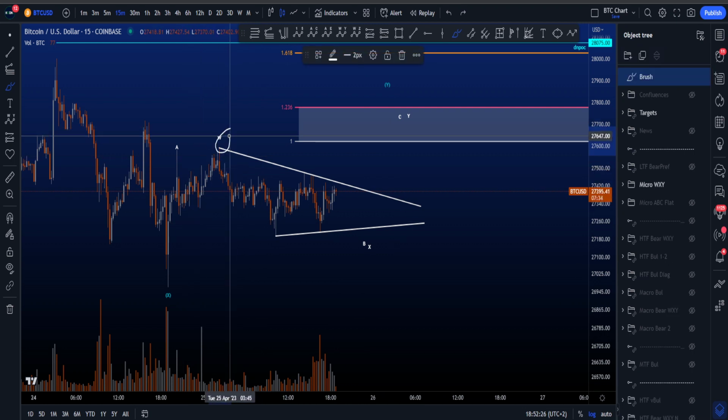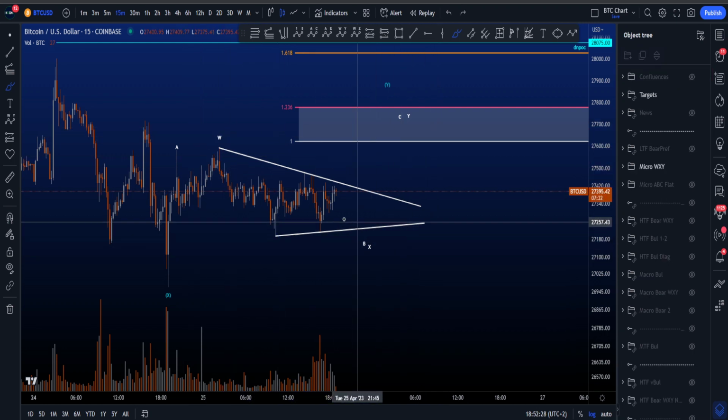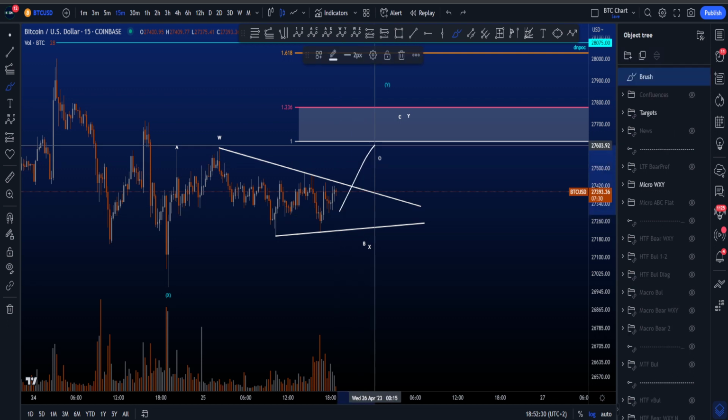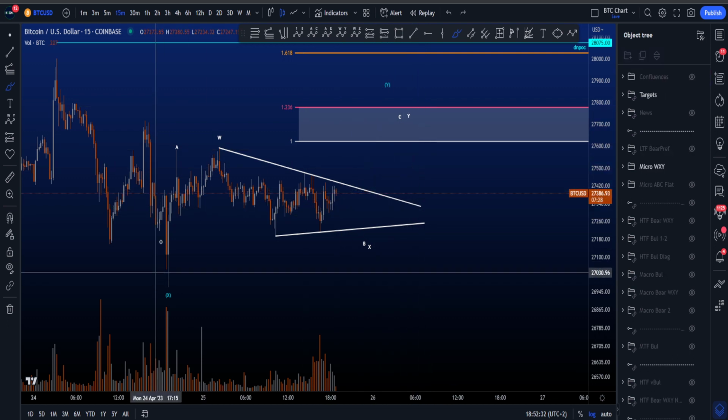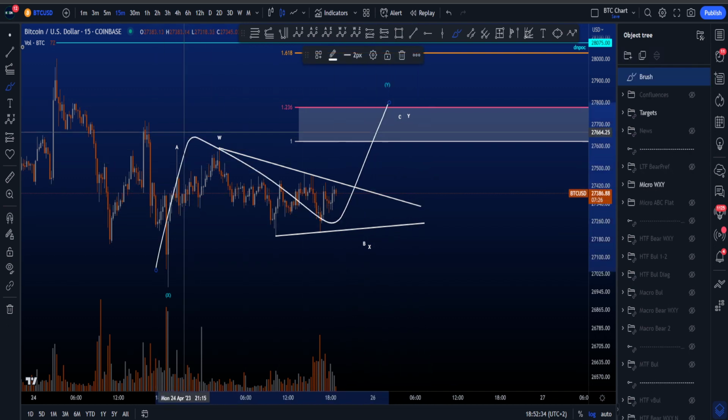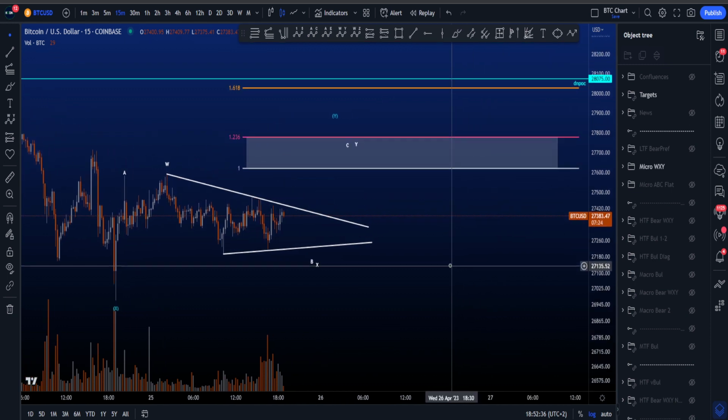And then this being a W, triangle in a wave X, and then eventually continuation in a wave Y, which then is another 3-wave move. In an ABC, it's a 5-wave move to the upside. So that is something to take into account.